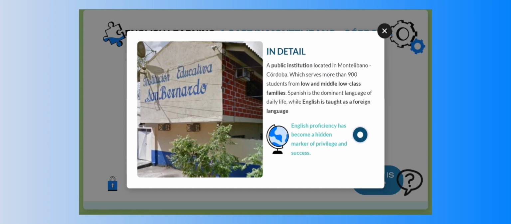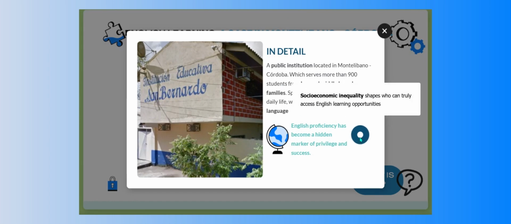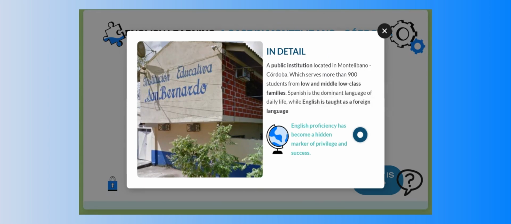Spanish has been the dominant language of daily life, while English is taught as a foreign language. Yet, socioeconomic inequality shapes who can truly access English learning opportunities. In addition, there are only 2 hours of classes per week, which makes studying the language difficult. This situation reveals the invisible curriculum. English proficiency has become a hidden marker of privilege and success.